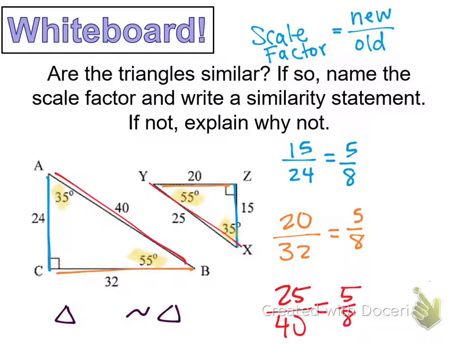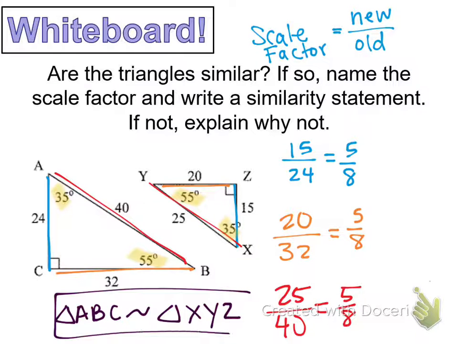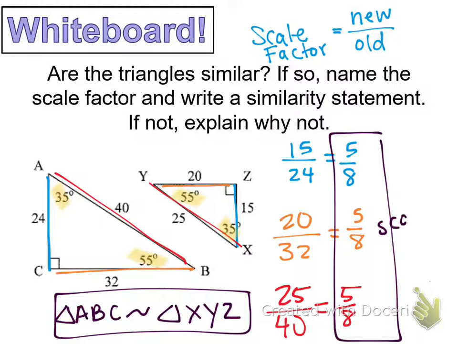How would you like to name the first triangle? ABC. And then is similar to triangle. We said A first, which corresponds with X. We said B second, which corresponds with Y, and then Z. And then your scale factor was 5/8.